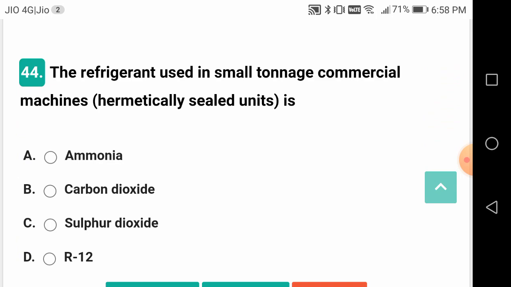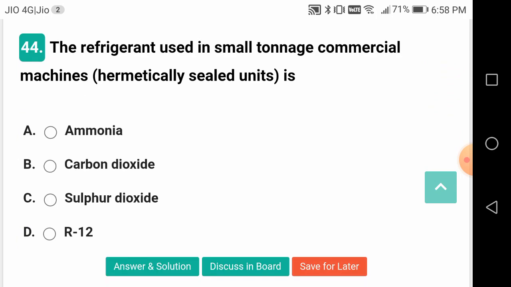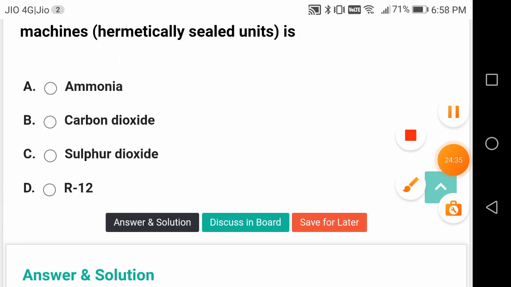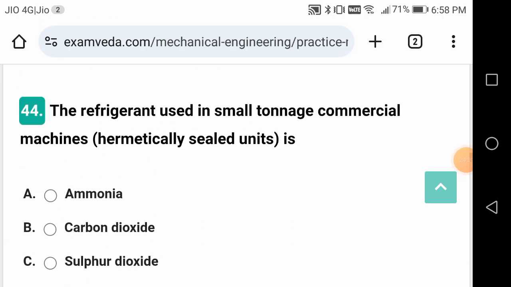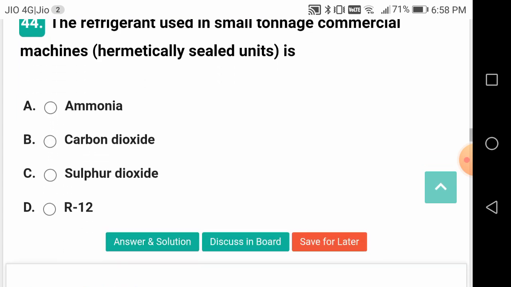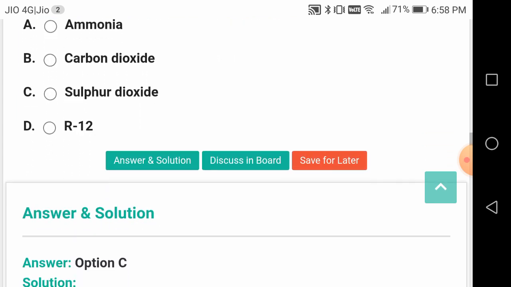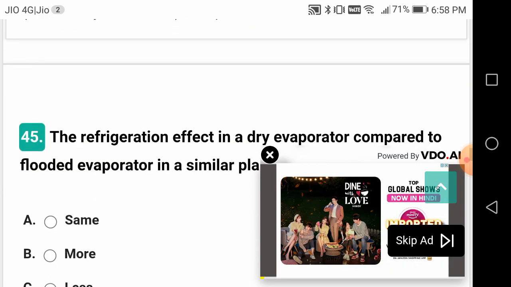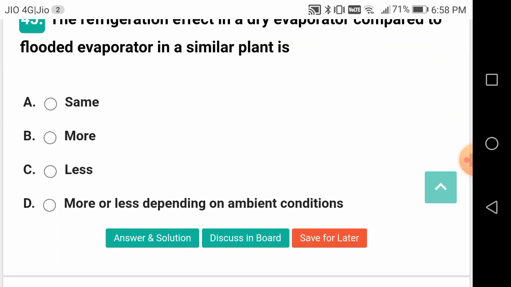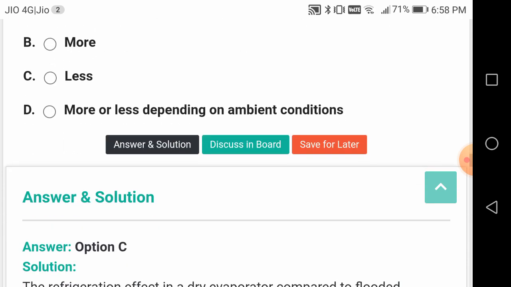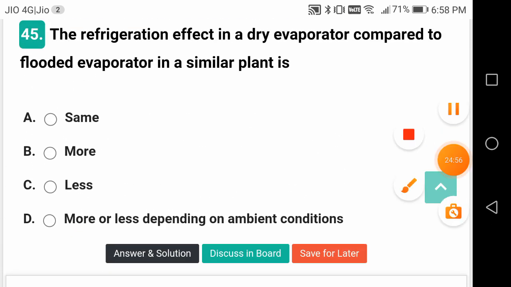The refrigerant used in small tonnage commercial machines, hermetically sealed units is, this is a good question, friends, sulfur dioxide. It is also a refrigerant, but used for small tonnage commercial machines, hermetically sealed units. The refrigeration effect in a dry evaporator compared to a flooded evaporator in a similar plant is less.